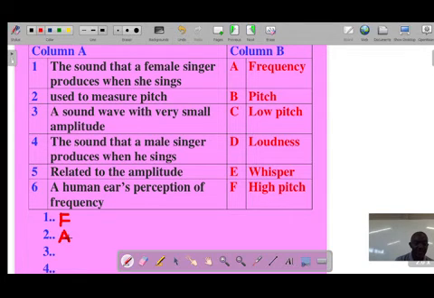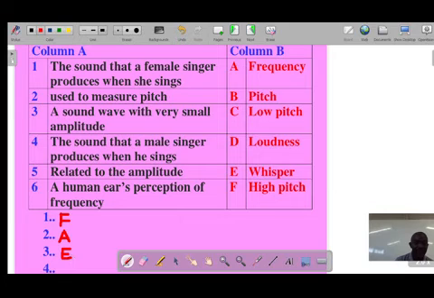Number 3 says a sound wave with very small amplitude. Because it is a very small amplitude, it must be a whisper. Whisper is E, so you're going to have E here, for a whisper because of the low amplitude.